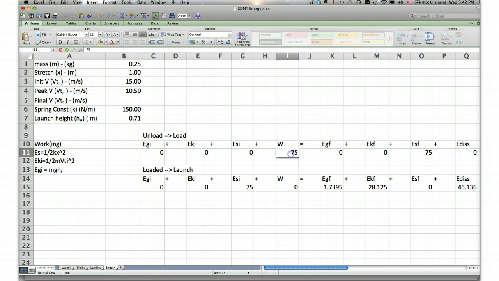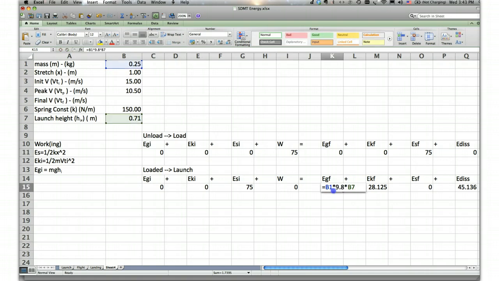And then for this one, since I knew that the energy stored in the spring was 75 joules, I just typed in 75 joules here because it had to come from somewhere. And then what you do in the next step is you go from loaded to launch. Whatever you had over here is what you would start with over here. So I start with the spring energy initially, and then just as it's leaving the launcher, it is above the ground, so there is some energy stored in the gravitational field between the balloon and the Earth, and there's some energy stored in the motion, and so those are those numbers.